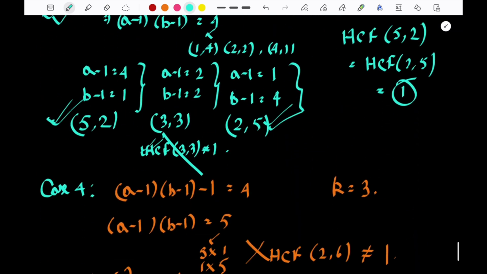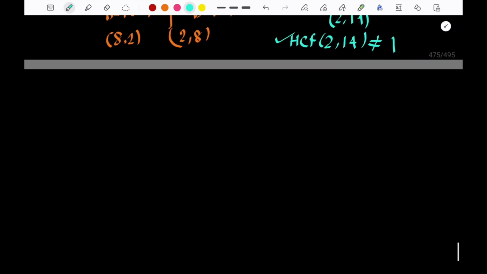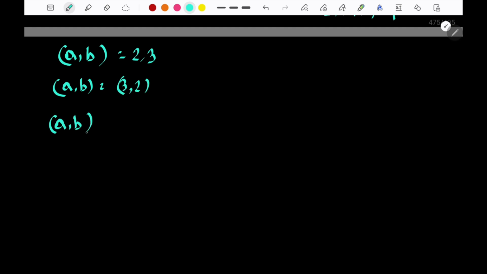So there are only two possible cases. If (a, b) is (2, 3) or (3, 2), and again (a, b) as (2, 5) and (b, a) as (5, 2). These are the only possible cases. So if (a, b) is (2, 3), then this was the first case.